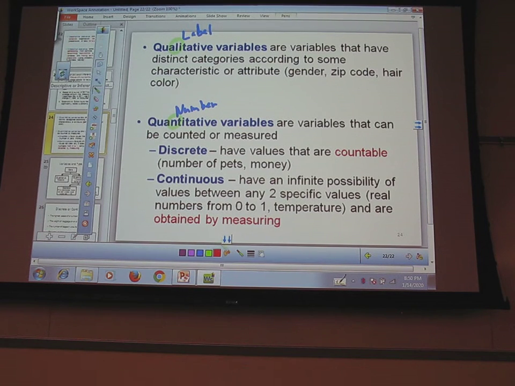So I would suggest maybe you circle discrete and countable, and maybe you circle continuous and measuring, because that might help you identify them later. That's kind of the shortcut, the easiest way to identify them.